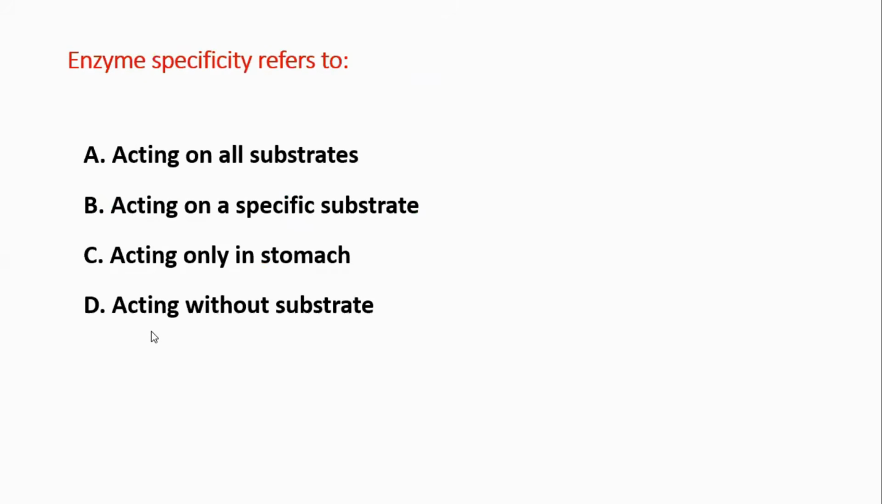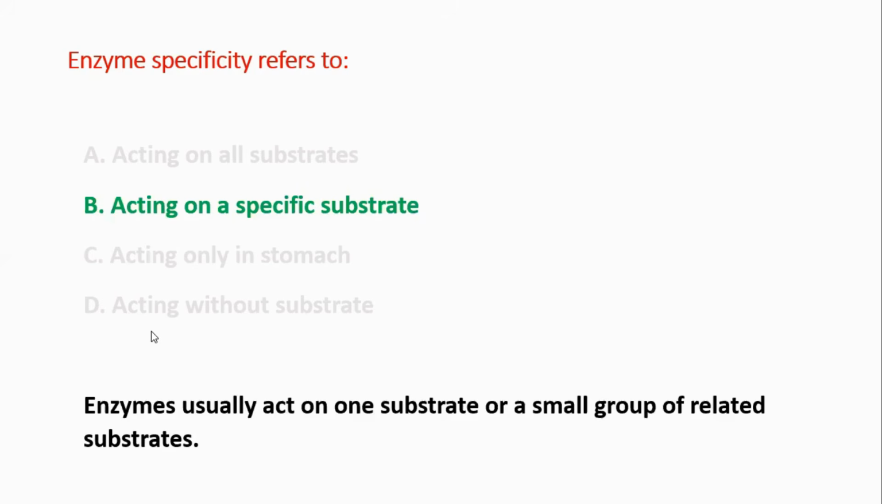Enzyme specificity refers to: acting on all substrates, acting on a specific substrate, acting only in the stomach, acting without substrate. So one enzyme cannot work on everything. You all know that. Why is that? This is an important property that explains why enzymes are highly selective. So the right answer is acting on a specific substrate. Enzymes usually act on one substrate or a small group of related substrates.